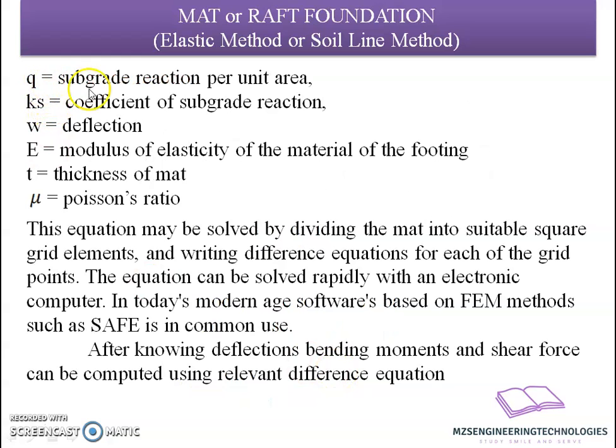So here q is the subgrade reaction per unit area, ks is the coefficient of subgrade, w is the deflection, E is the modulus of elasticity of the material of the footing, t is the thickness of the mat, and mu is the Poisson's ratio. This equation may be solved by dividing the mat into suitable square grid elements and writing a difference equation for each of the grid points, like we have done in the finite difference method or the finite element method. The equation can be solved rapidly with electronic computers.